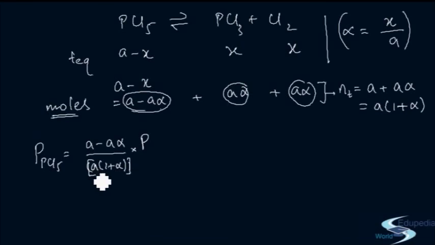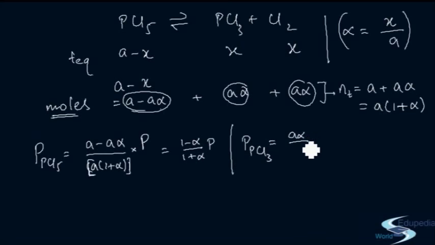Substituting this value over here, we get the partial pressure of PCl5. It is going to be equal to (1 minus alpha) by (1 plus alpha) into total pressure at equilibrium P. Similarly, you can calculate the partial pressure of PCl3, which is equal to A alpha divided by total moles into total pressure. Likewise, the partial pressure of chlorine will also come out to be the same as the partial pressure of PCl3. So now you have partial pressures of each of the components.